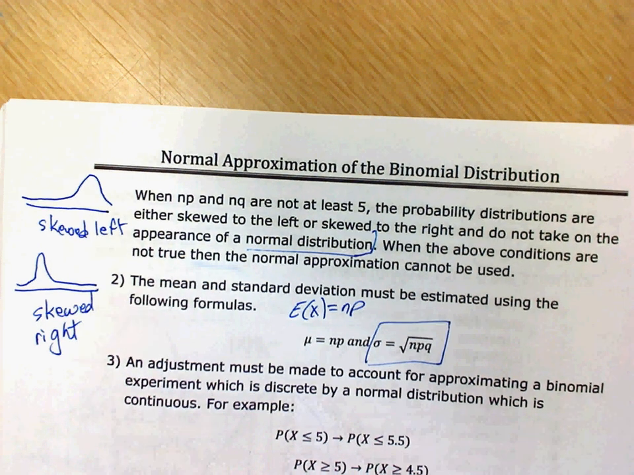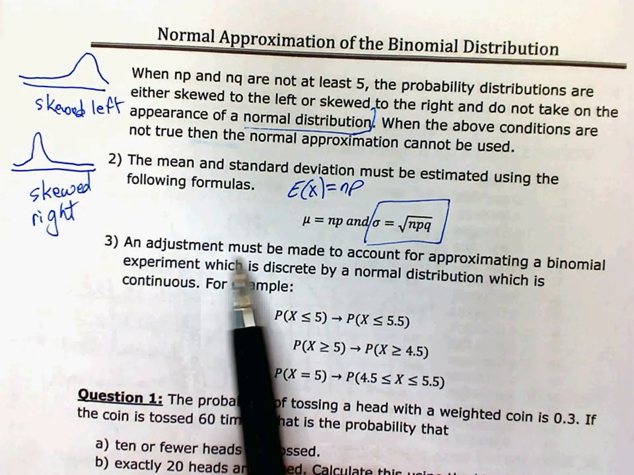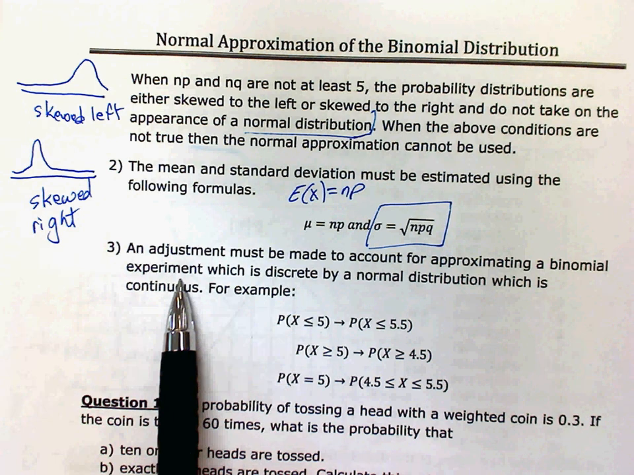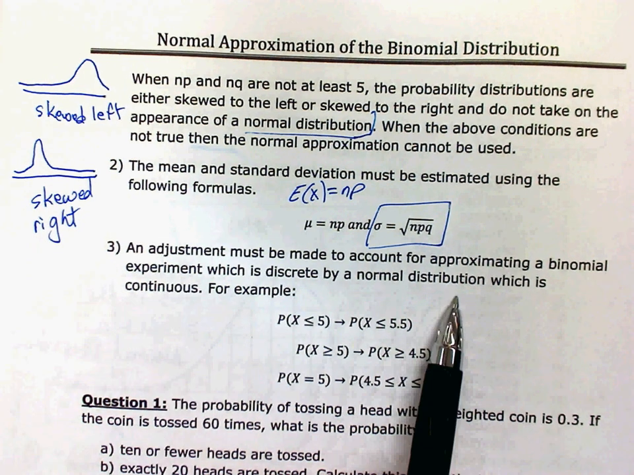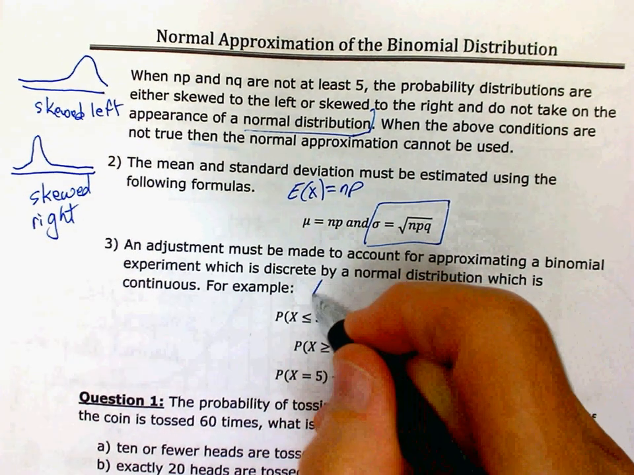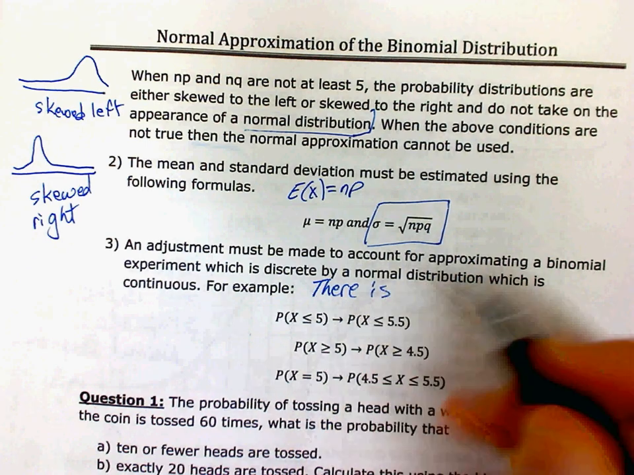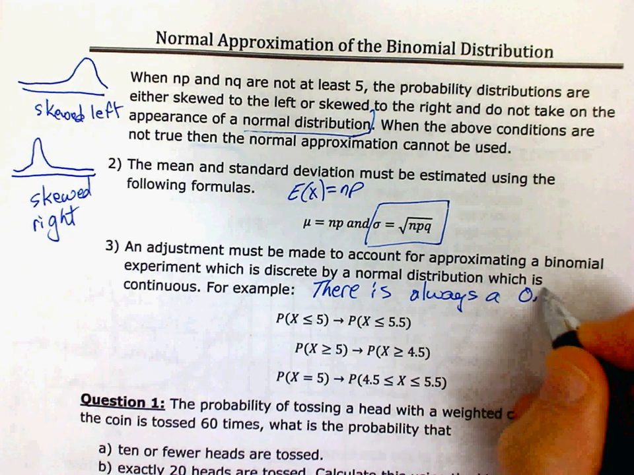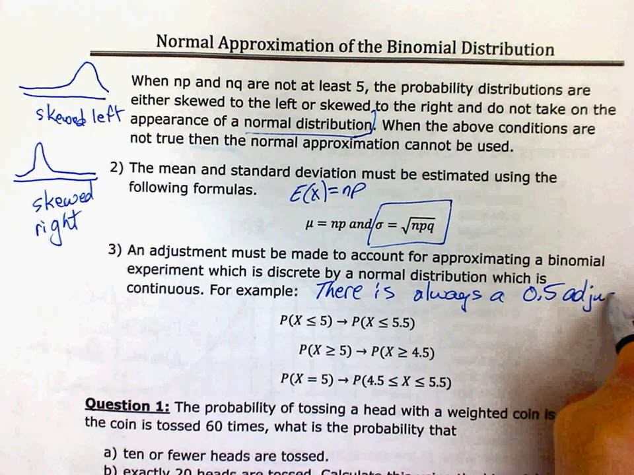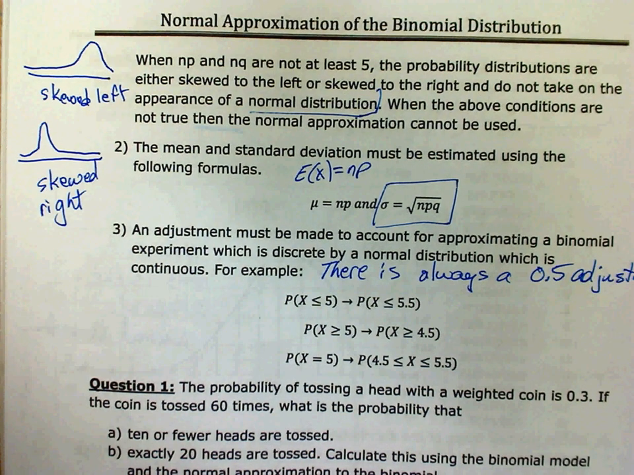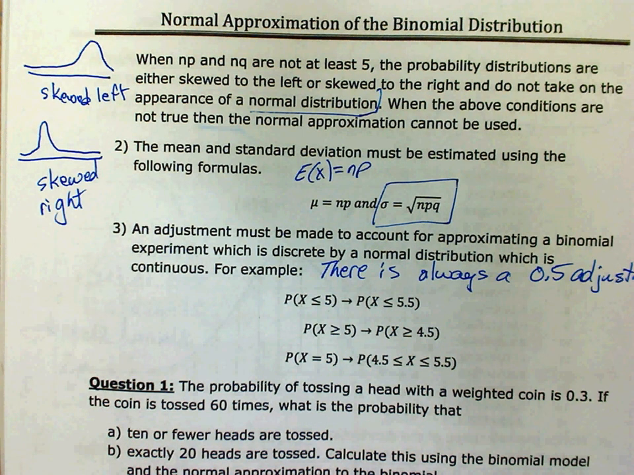The third step: an adjustment must be made to account for approximating a discrete distribution by a normal distribution, which is continuous. So there is always a 0.5 adjustment. Let's take a look at that because I want to make sure that you're comfortable with calculating it. I think I had more examples which I would like to do.